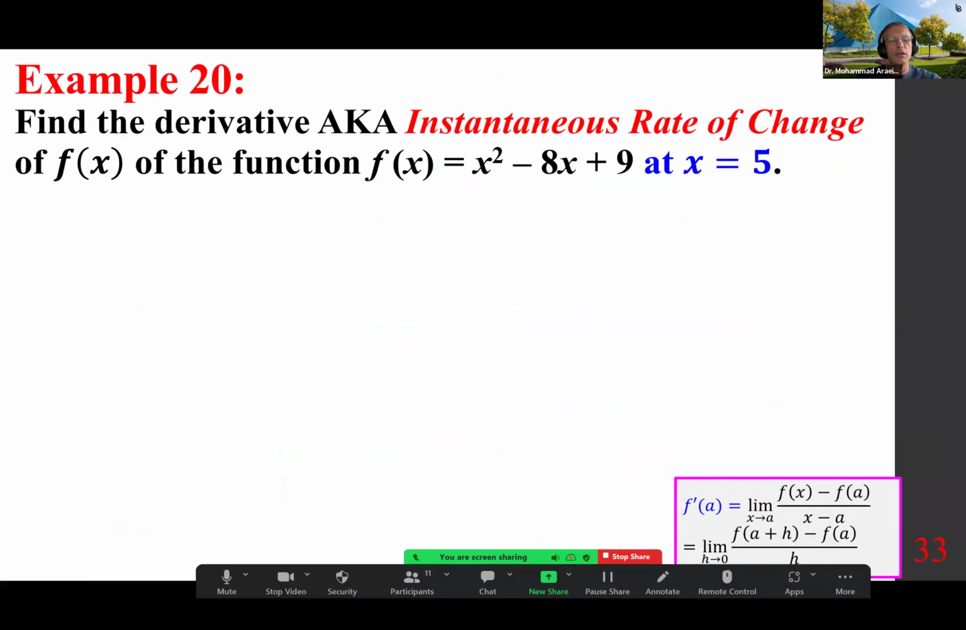All right, let's look at this very simple example. We want to find the derivative, also known as the instantaneous rate of change, of the function f of x equals x squared minus 8x plus 9 at x equals 5.